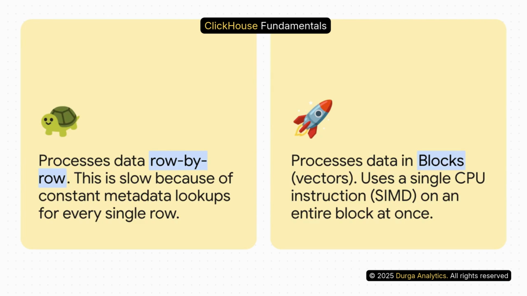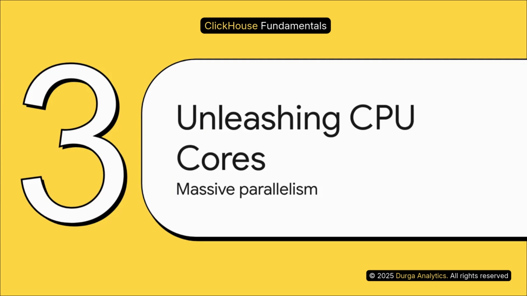ClickHouse avoids all that by processing data in big chunks called blocks or vectors. It actually uses a special CPU feature called SIMD. That's single instruction, multiple data. It means one operation, like addition, can be applied to a whole vector of values all at once. It's the difference between hammering in 1,000 nails one by one versus using a nail gun that drives them all in with a single, super optimized action. The second secret is just massive parallelism.